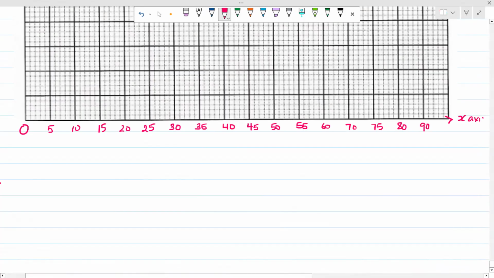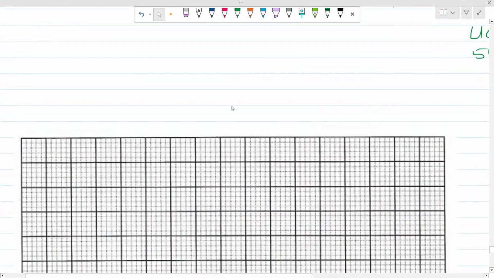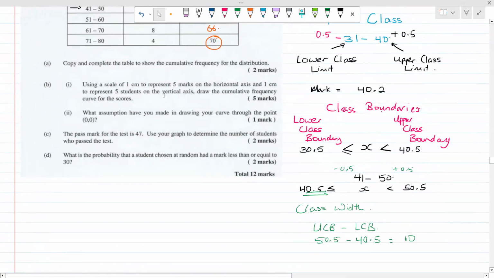X-axis, make sure and label the axis. And this is marks. Everybody agree with that? 1 centimeter to represent 5 marks on our horizontal axis. And on our vertical axis, we're doing 1 centimeter to represent 5 students.